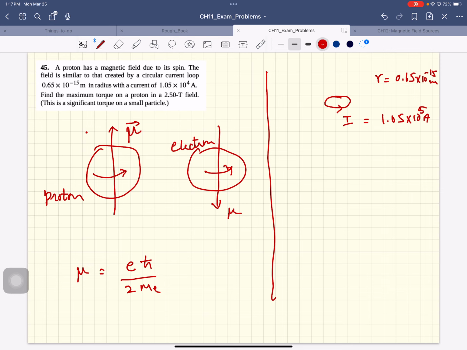There's one loop, so the strength of this magnet is I times area. N is one. This is how strong a magnet a spinning proton is, and that's what we're finding. Let's calculate that. So this is I times pi r squared. I is 1.05.